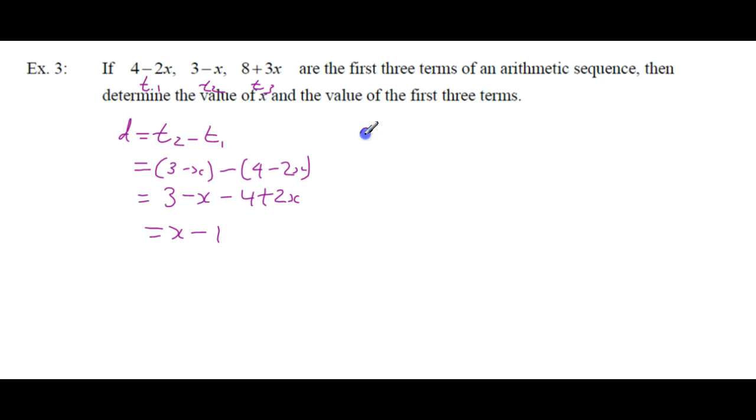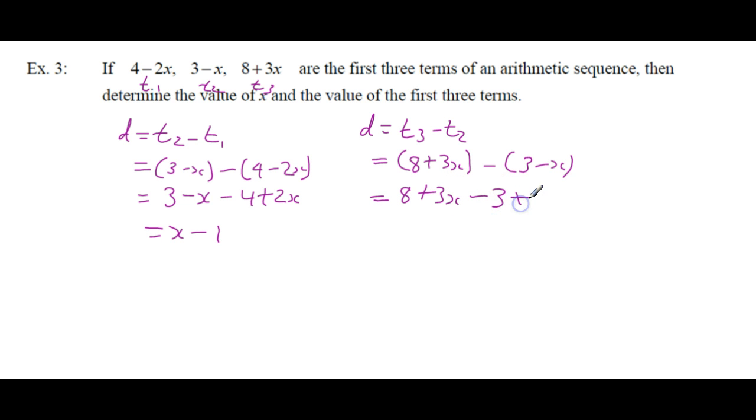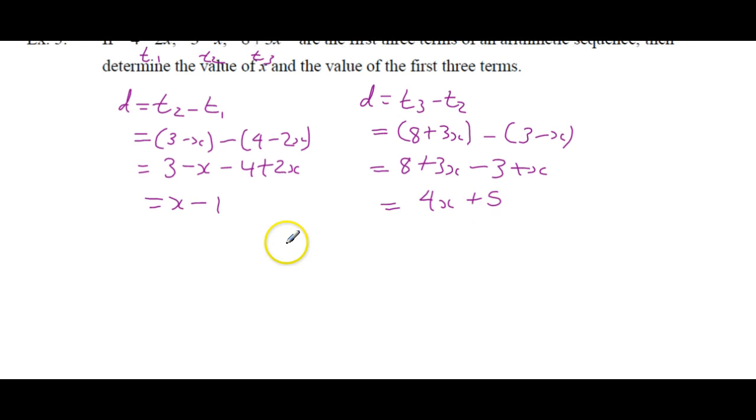All right, well, how does that help? Well, what if we do d by going t3 minus t2? So d is 8 plus 3x minus 3 minus x, which is 8 plus 3x minus 3 plus x, which is, okay, so we've got 3x plus x. I'm just putting my x's first here, so that gives us 4x plus 5. So I have two different expressions for d, it's x minus 1, but at the same time, it must be 4x plus 5, which means that I can set 4x plus 5 equal to x minus 1. Subtract x from both sides and move the 5 over here. So 3x is negative 6 and x is negative 2.